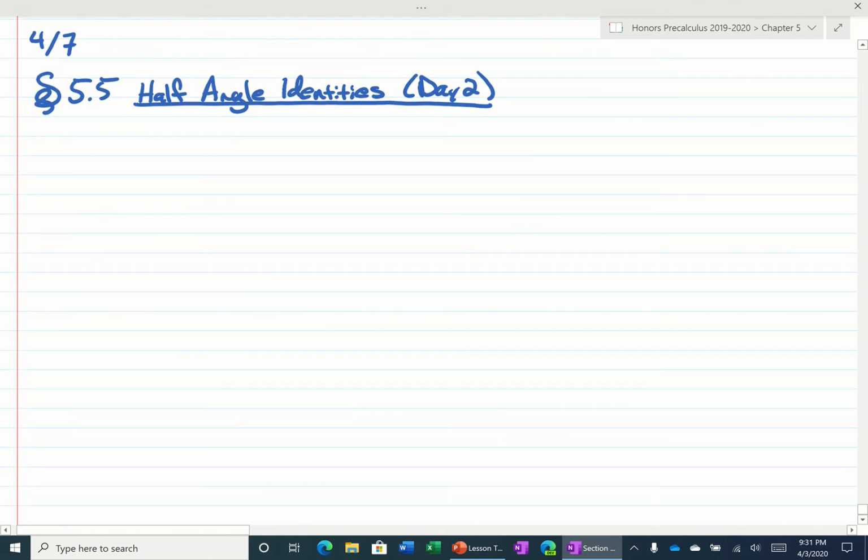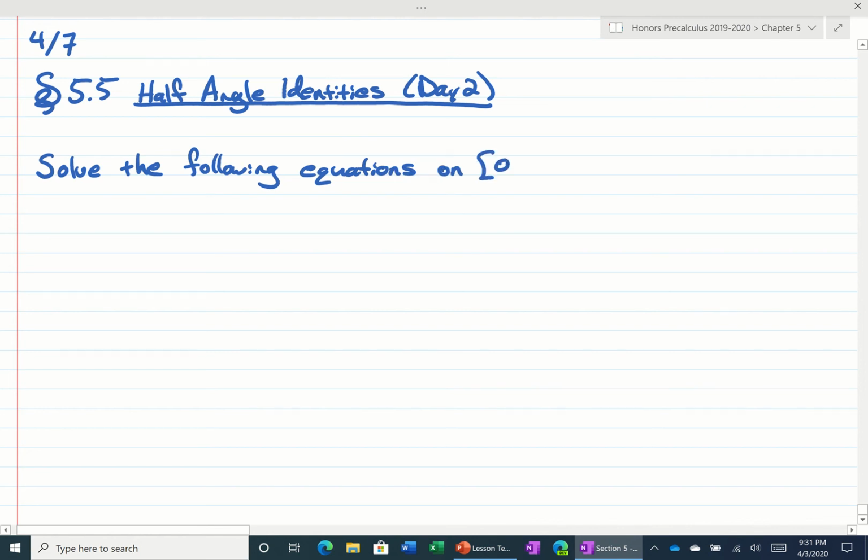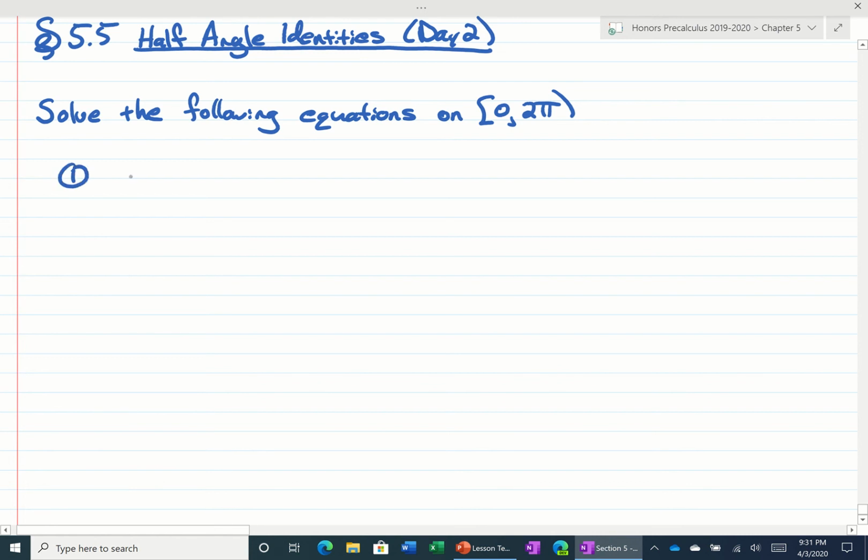Okay, so I had, let's see, 4 problems for us today. So first couple problems we're going to be solving the following equations on the interval from 0 to 2 pi. Okay, and there's a couple of these. So the first problem looks like this. It says 2 minus the sine squared of x is equal to 2 cosine squared of x over 2.